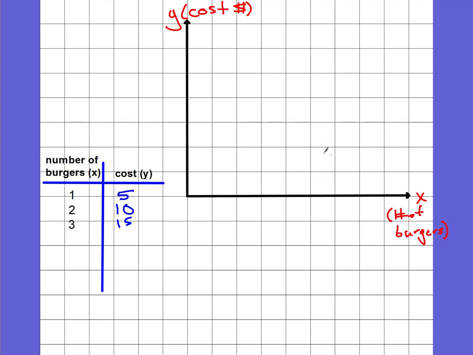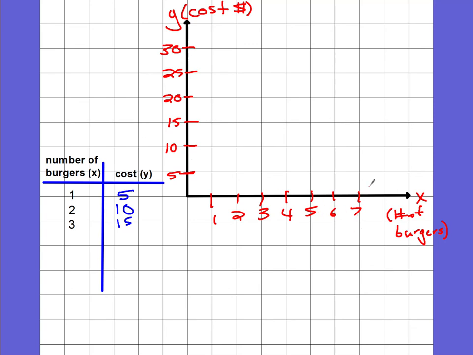We'll put some scalings on here. Because we know we're dealing in quantities of 5, let's strategically place our y-axis. We'll say that's $5, 10, 15, just going in jumps of 5, 20, 25, 30. We don't need to go up that high, we'll just label it anyway. 1 burger, 2 burgers, 3 burgers, 4 burgers, 5 burgers, 6 burgers, 7 burgers, and we'll stop there.